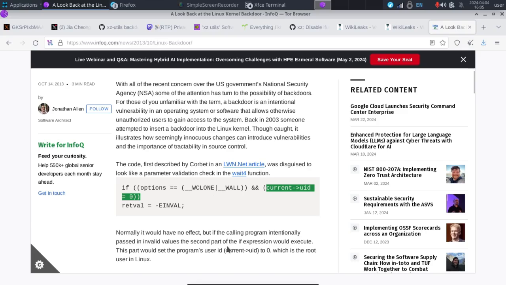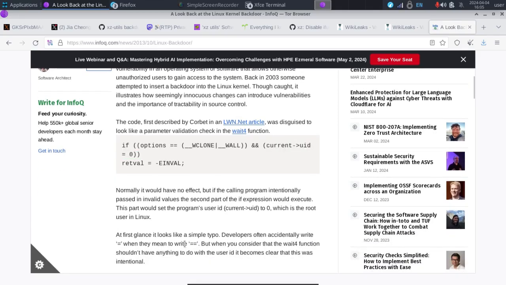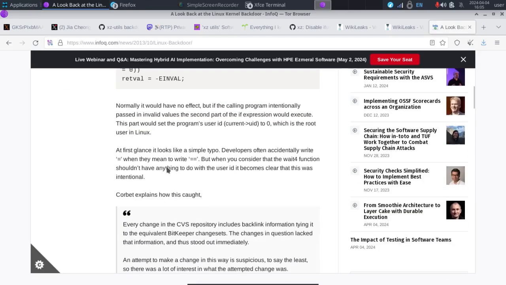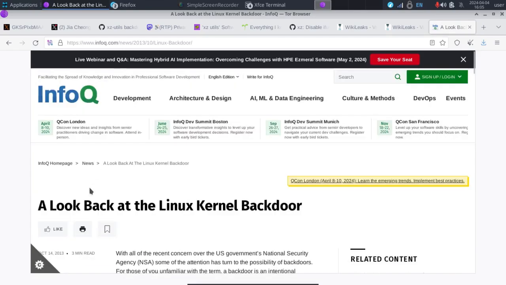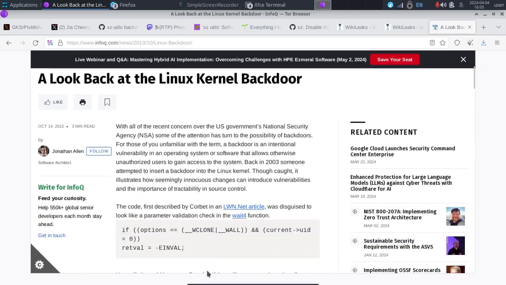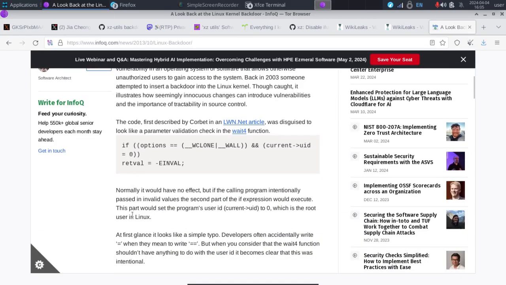It was meant to simulate and look like a typo. So it looks like they accidentally wrote a single equal sign instead of the double equals, which has an entirely different way of interpreting the code. Instead of checking a value, it actually would set the value to the root level UID of 0. So that was a backdoor attempt way back when, and this article is from 2013, but I think it's very relatable to the subject at hand.